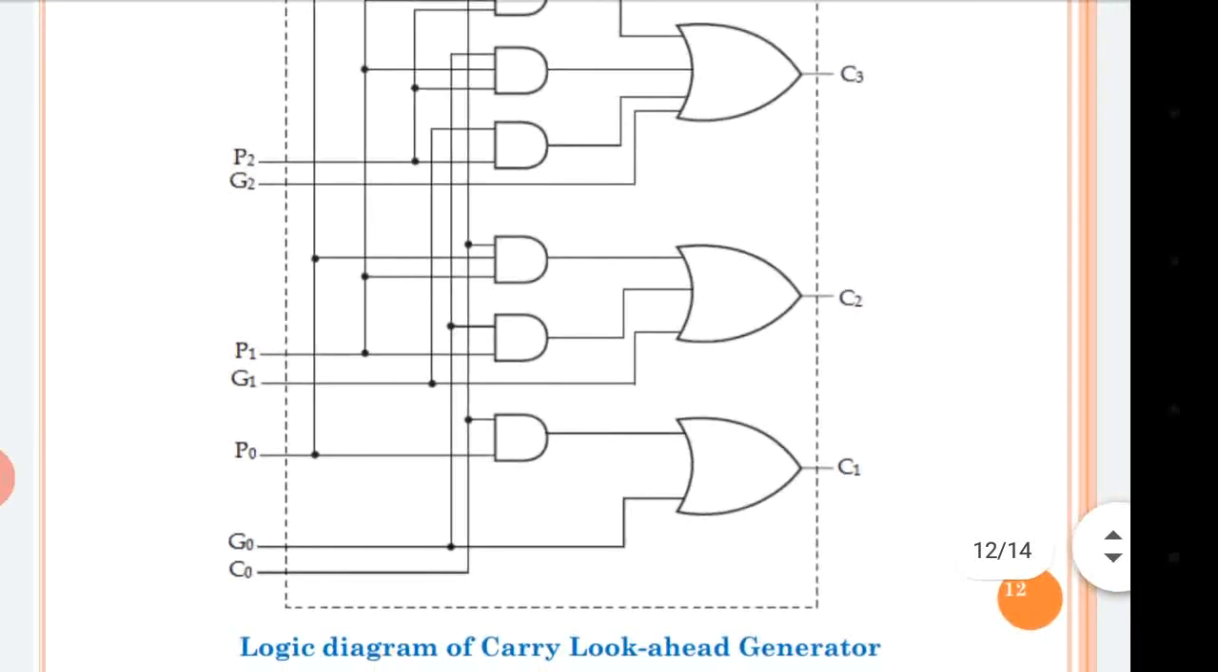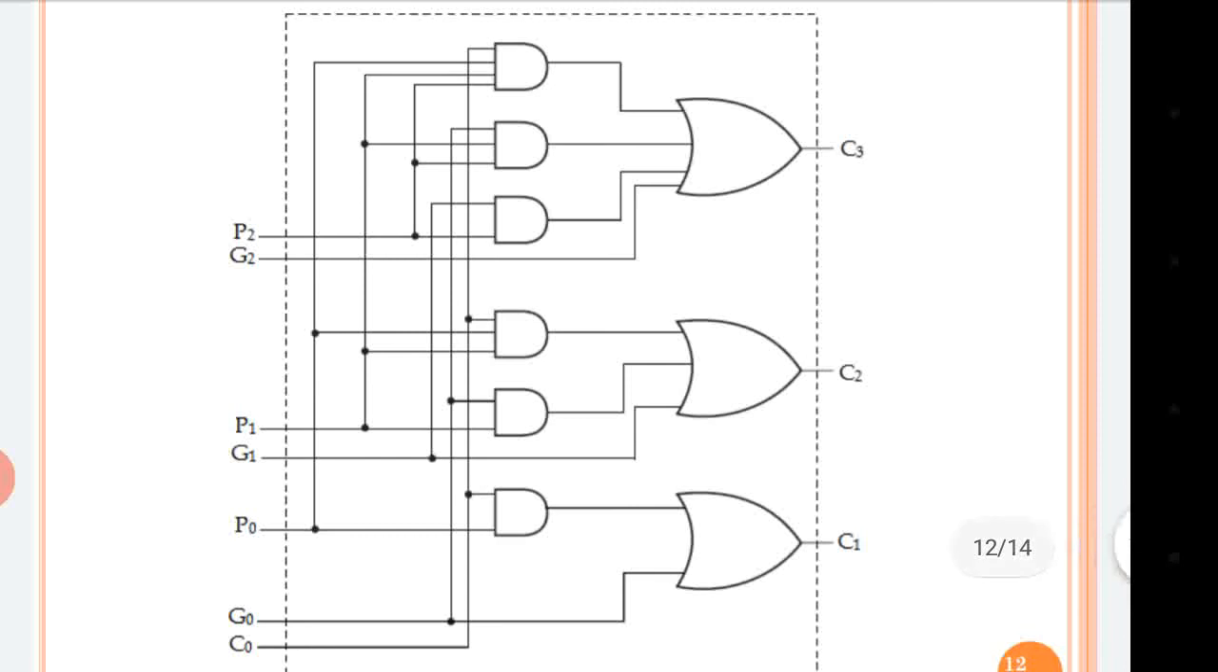If you observe carefully, C1, C2, C3 are all the carry outputs obtained, and all these outputs are obtained after only 2 gate delays. How 2 gate delays? AND gates. Just imagine all the AND gates are of the same logic family and they all have the same propagation delay. That's why there is only 1 gate delay for AND, and OR also has only 1 gate delay because they are of the same logic family.